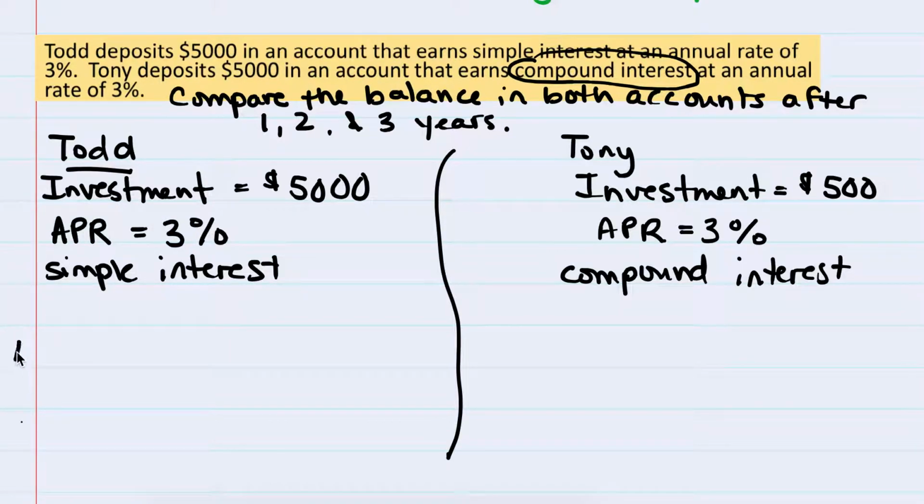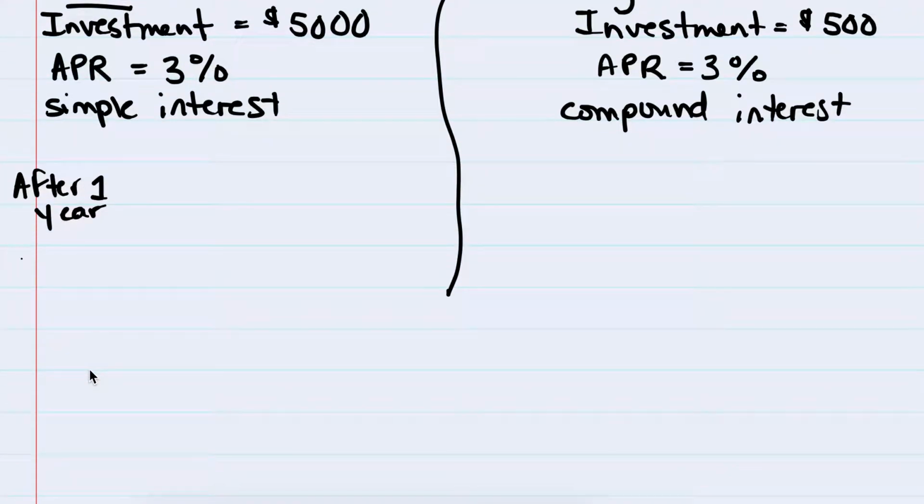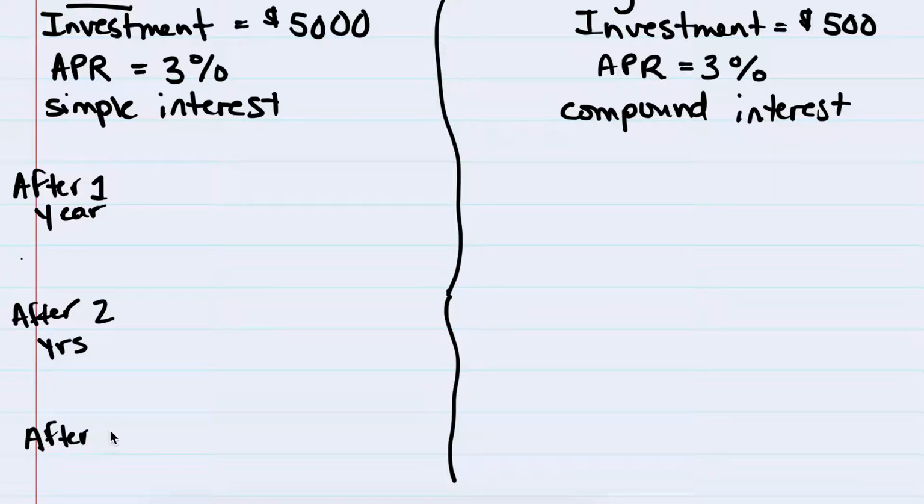So I'm going to put after 1 year. Let's pull this little line down. After 2 years. And then I'm going to put after 3 years. I'm going to look at how much money he has in the account each time. So the formula for the simple interest, let's put that formula right here. It is A is P(1 plus RT).